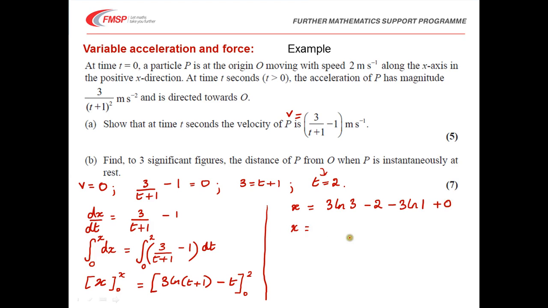So we can pop all of that into our calculator because it asks you for an answer to 3 significant figures. If we pop all that in, our calculator gives us 1.30. Do just watch the rounding on that one. I think it comes out 1.295 something. So 1.30 to 3 significant figures is our final answer there.